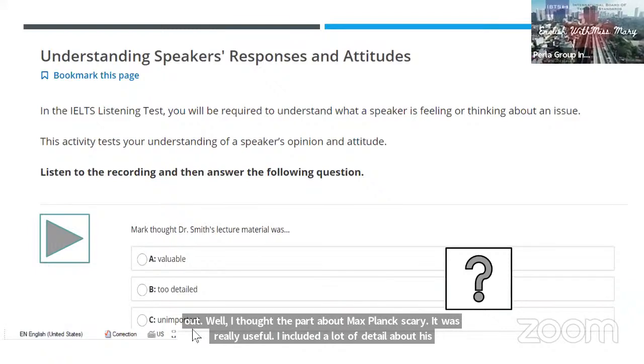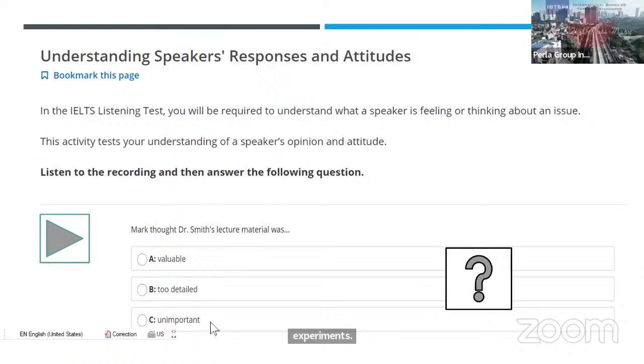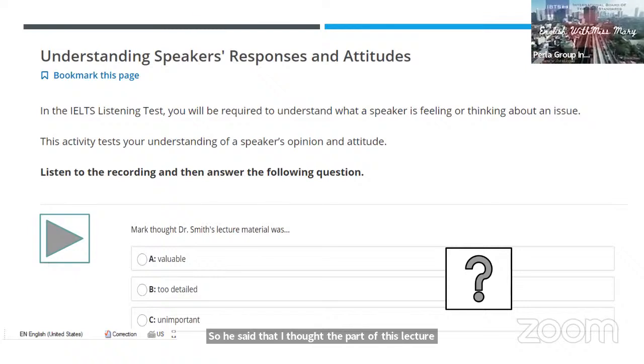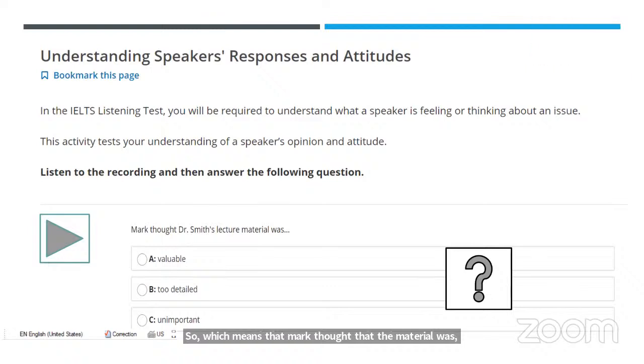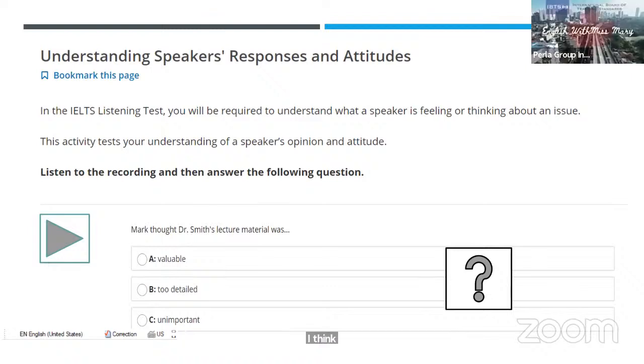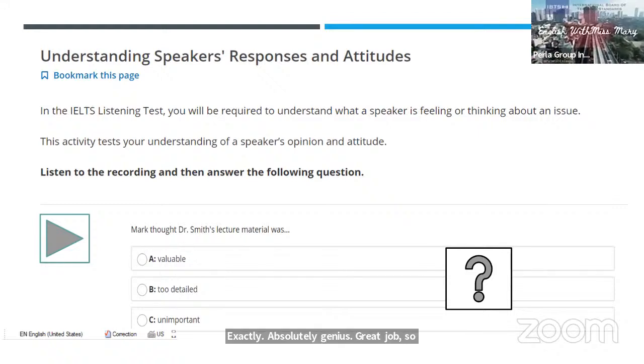So he says that he thought the part of this lecture was irrelevant. So which means that Mark thought that the material was... Yes, I think unimportant. Exactly. Absolutely genius. Great job. So that is the way that you will hear the answers in IELTS. There's always paraphrasing or synonyms. Okay.